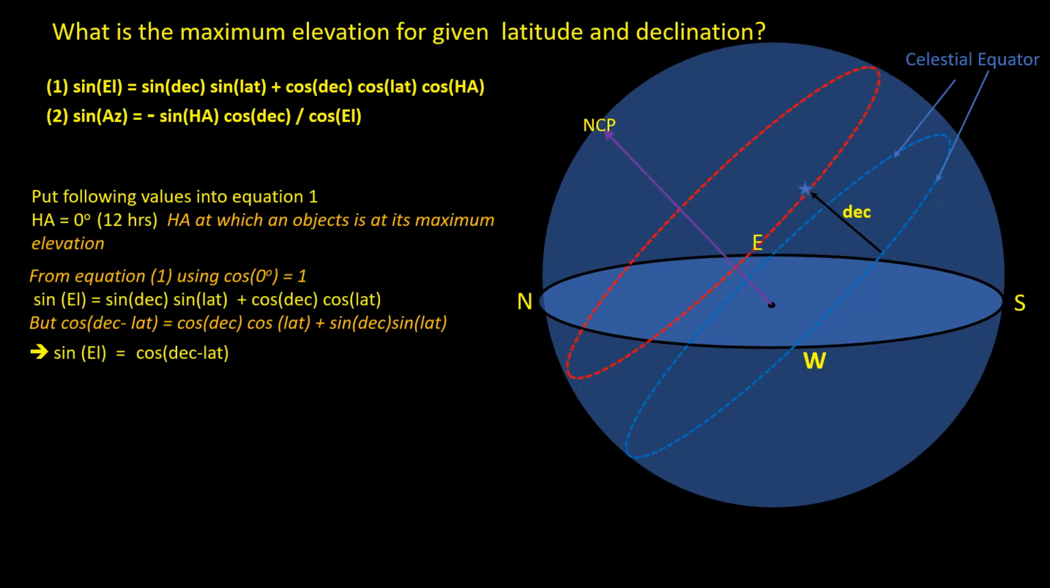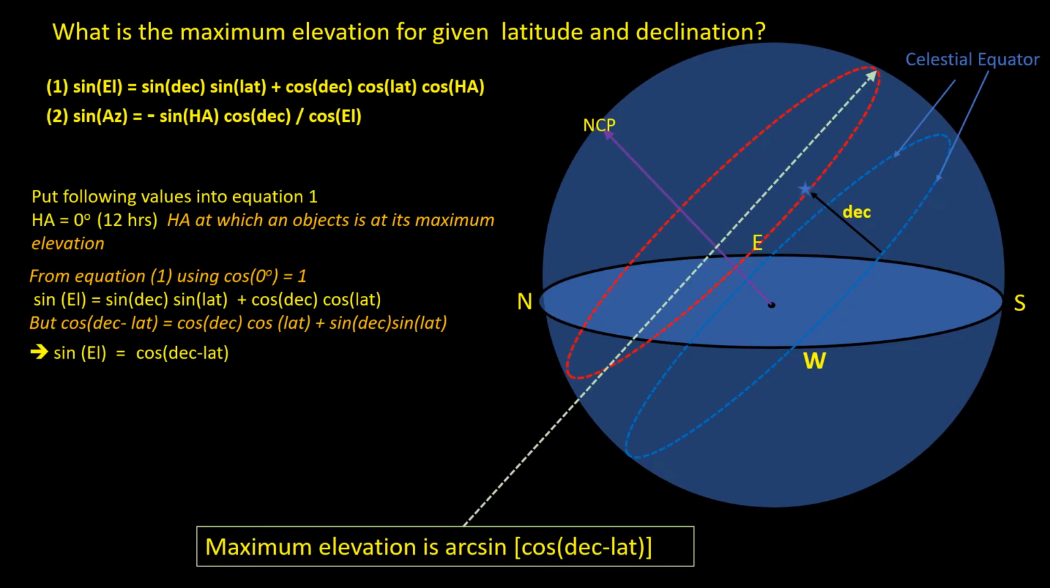The other thing we can work out is what is the maximum elevation for a given latitude and declination. I've put the working out here, so if you want to just pause and have a look at it. And you can see that the maximum elevation is the inverse sine of the cosine of the declination minus the latitude.